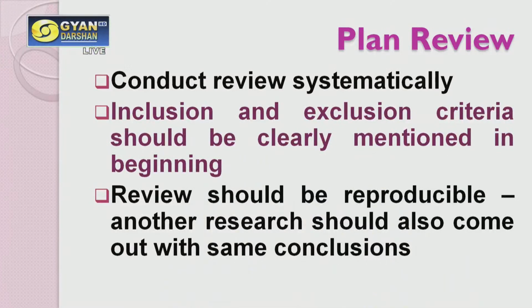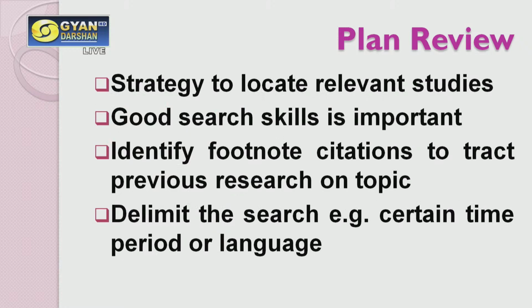You should have inclusion and exclusion criteria clearly mentioned in the beginning. That means if you have inclusion and exclusion criteria and plan it systematically, any other author, if they follow your steps, should also be able to get the same findings that you are able to get. So you should have a strategy to locate the studies. Good research skills are very important.